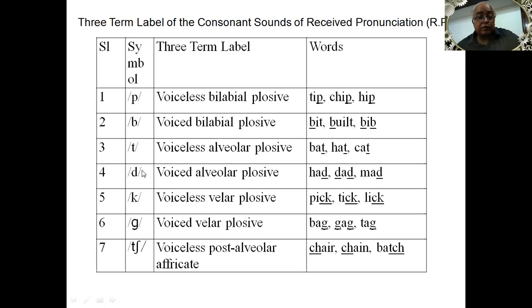Da. I can recognize this to be a symbol because this is within the slant lines. Voiced alveolar plosive. The voiced, the first criteria was the state of the glottis. Second criteria was the place of articulation, the tip of the tongue touches the alveolar, and the manner of articulation was plosive. So we get this in the word had, D in the word had, D in the word dad, D in the word mad. There's no problem in this case either.